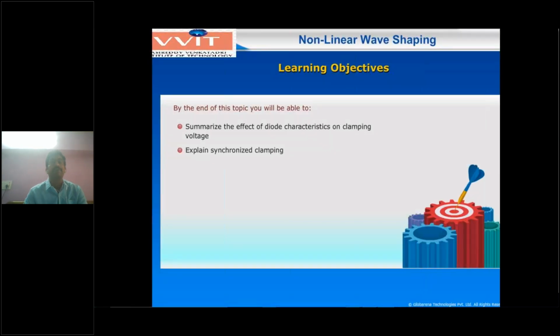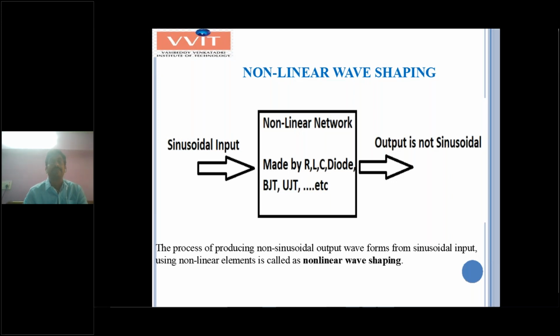Now, as I already explained in this diagram, this non-linear network contains passive elements and non-linear elements simultaneously. Passive elements means the RLC components, and the other are non-linear elements, diodes and transistors. This combination forms a network or circuit called a non-linear wave shaping network or circuit. Now you apply a sinusoidal input and get a non-sinusoidal output waveform. Previously, in linear wave shaping, you applied a non-sinusoidal signal as input and the output waveform shape changed.